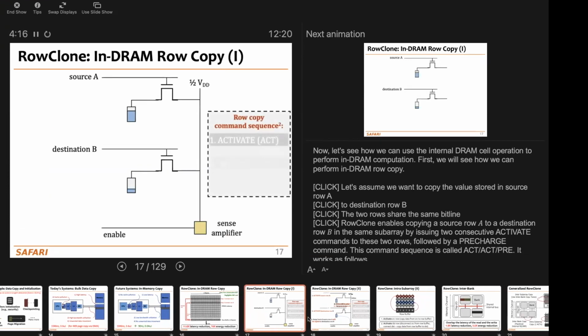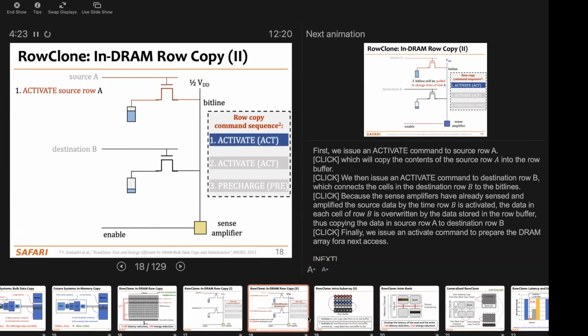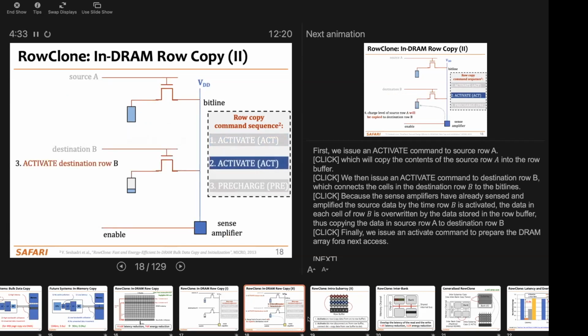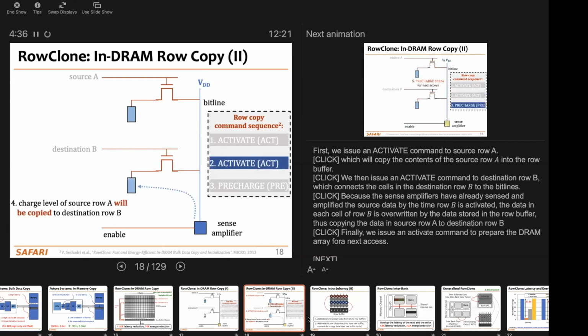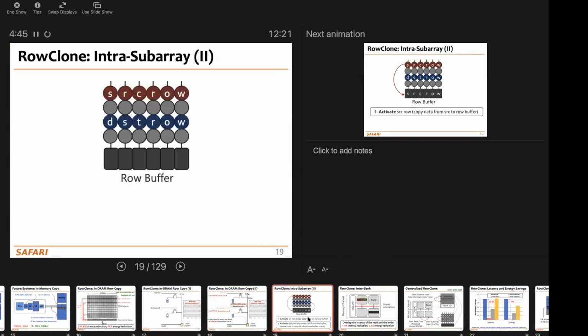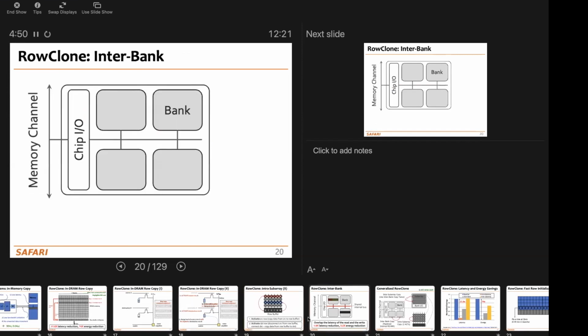So you can see here with a little bit more detail, by focusing on just the two cells in two different rows, that when we activate one row, the cells in this row start sharing their charge with the bit line, producing a perturbation in the bit line that is later amplified when we activate the sense amplifier. And when we finally activate the destination row, the value in the sense amplifier gets copied into the new row. And that's the basic idea of this intra-subarray RowClone, or intra-subarray row copy.